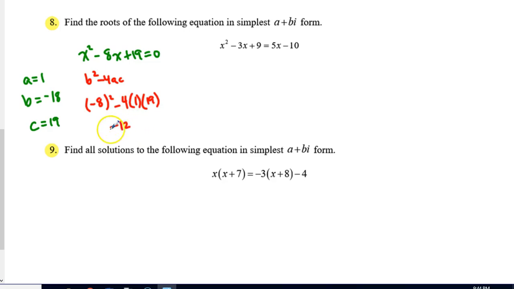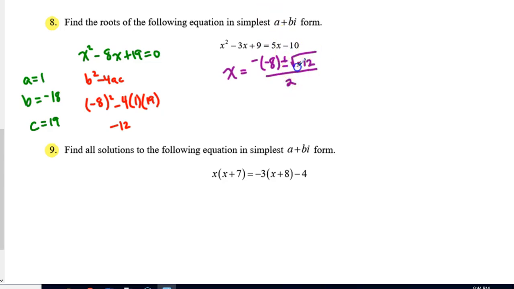Okay, we have a negative discriminant. Remember, the discriminant is the part of the quadratic formula that goes under the square root. Square rooting a negative leads to imaginary roots. So it's coming out kind of as we thought. So negative, negative b.